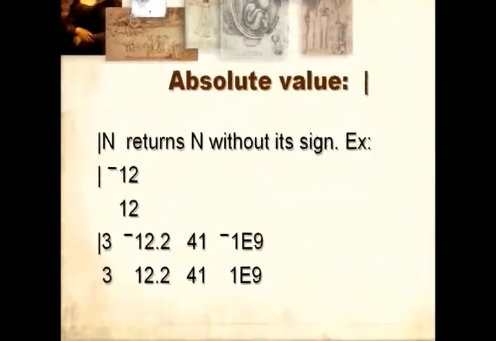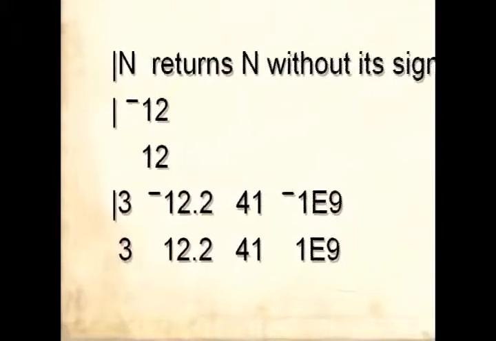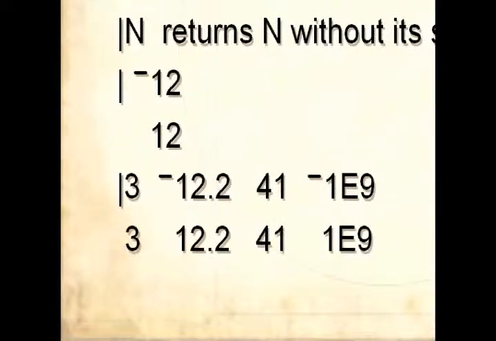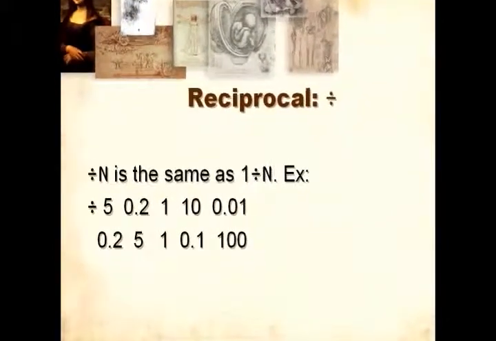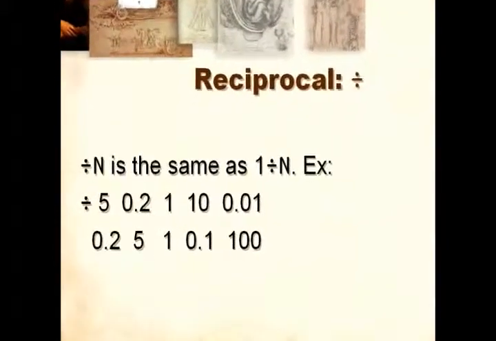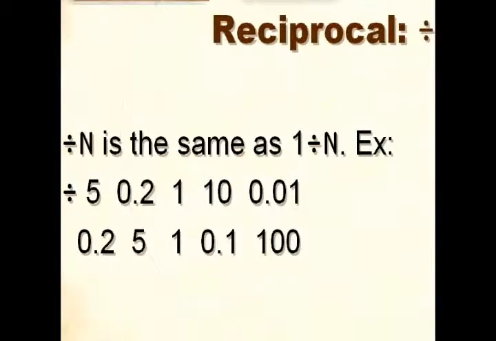The absolute value returns the number without its sign. If it was negative, it becomes positive. If it was already positive, it does not change. The reciprocal is the same thing as doing 1 divided by the number. So the inverse of 5 is 0.2. The inverse of 0.2 is 5.